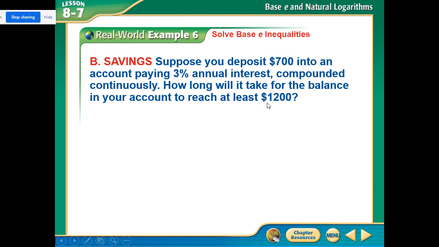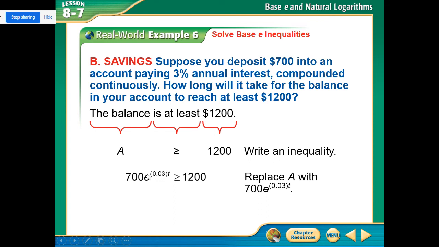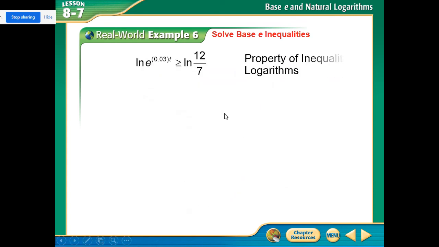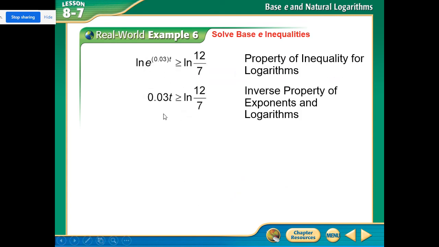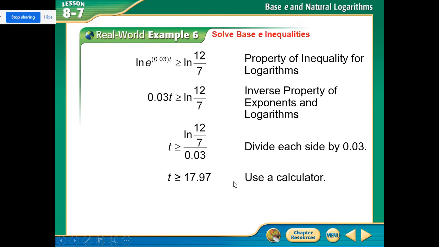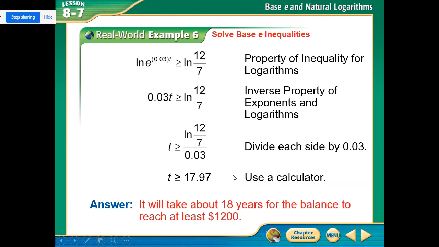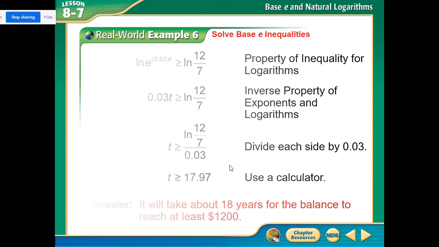How long will it take for the balance to reach 1,200? Well, we do the same kind of deal here, but this time we do not know the time. So all the other values are the same. We can really just make this an equal, that's fine. We're going to have to get the e by itself again. So we divide by 7, and we get 12 over 7. And then we can take the ln of both sides. So the ln and e will cancel, leaving me just the 0.03t. We're going to divide by 0.03, and 17, almost 18 years. Awful long time, huh?